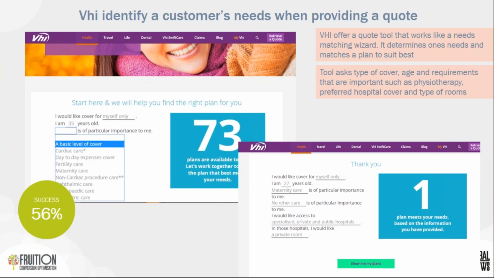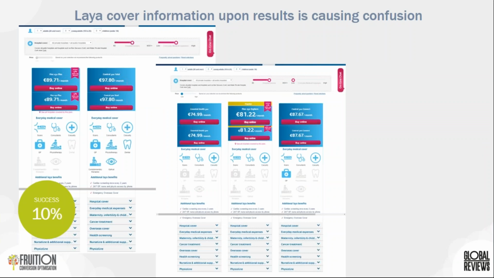So the tools ask for the type of cover, the age, and the requirements and what's important to them. So rather than having to guess what might be included, visitors are kind of told. So as a consumer, I've told them what I want, and VHI are then telling me which plans include those options that I'm looking for.